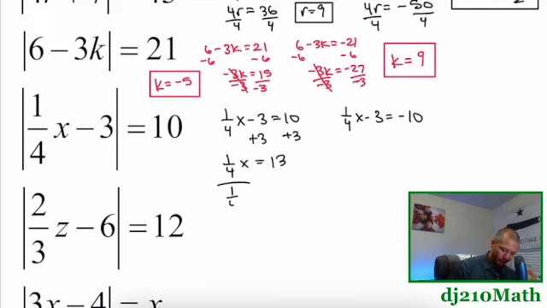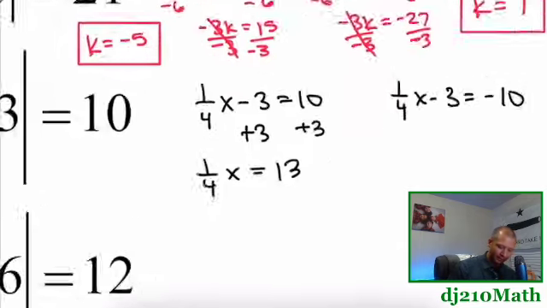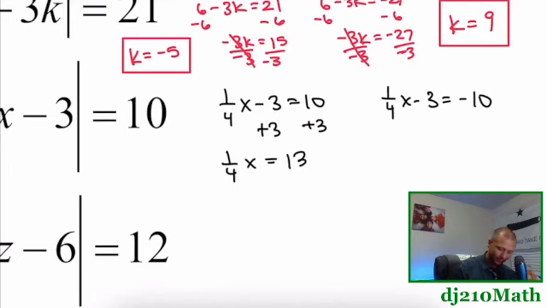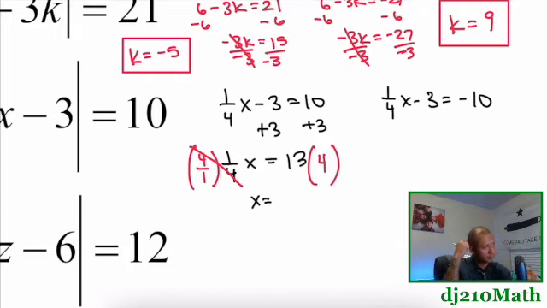Or you just take that result and say, okay, if I want to get rid of a fraction, you just multiply by the reciprocal, both sides. 4/1. 4/1 is simply 4. So it cancels. So x is equal to 13 times 4. So 13 times 2 is 26. 26 times 2 is 52. So x is equal to 52.